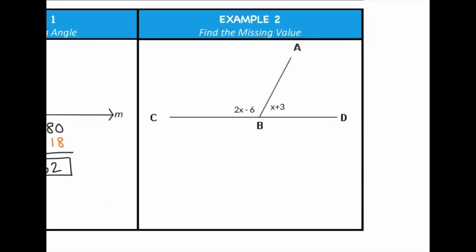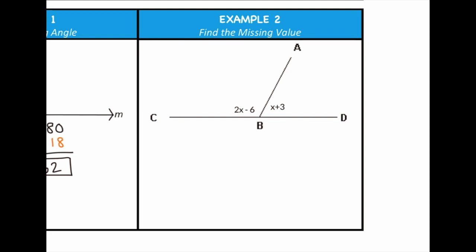For example 2, we need to find the missing value. So it's super important that for any problem you're doing, you make sure that you answer the question that's being asked. So this question specifically isn't asking us to find either of our unknown angles. It's asking us just to find the missing value. So we're going to solve this for x.